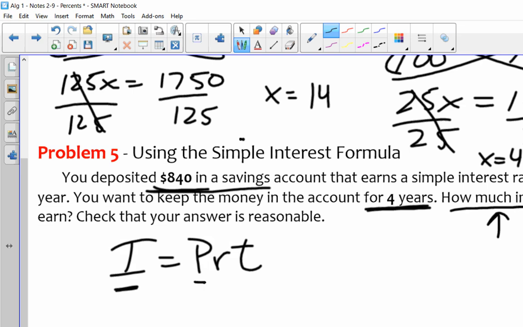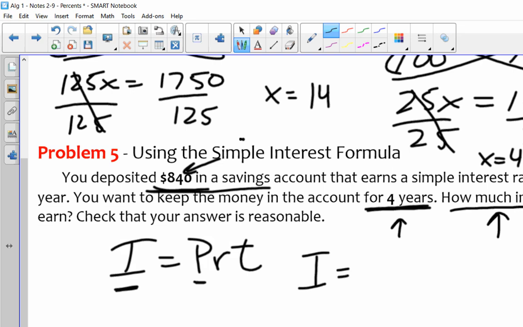Remember, P is the principal. That's the amount that, in this case, I'm putting into the bank. We found that was $840. The rate is 4.5%, but I have to change it. I know it looks like a decimal, but really it's a percent, so I've got to change it into a different kind of decimal. That's moving it twice to the left. T stands for time, and we're going to put in 4 years. Okay, so let's go ahead and plug stuff in.